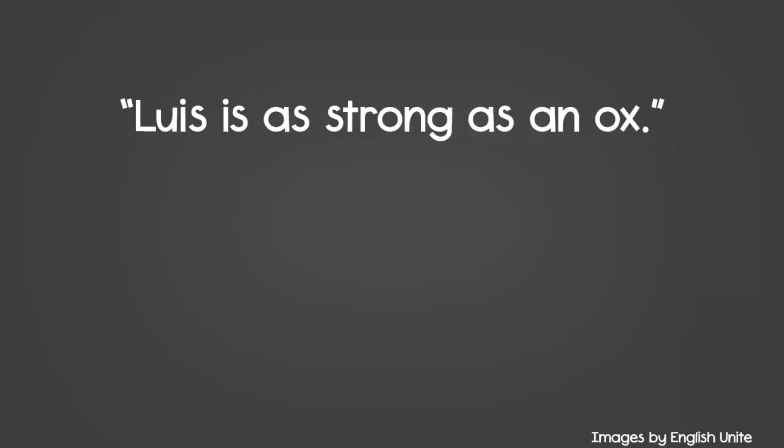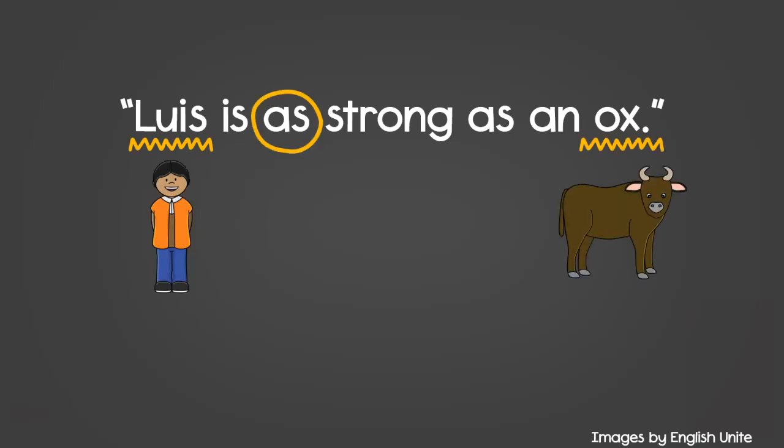Here's another example. "Luis is as strong as an ox." The two things being compared are Luis and an ox. The word as shows it's a simile. Similes that use as actually tell you the thing in common. In this case, it's strong. The sentence is saying that Luis and an ox are both strong.